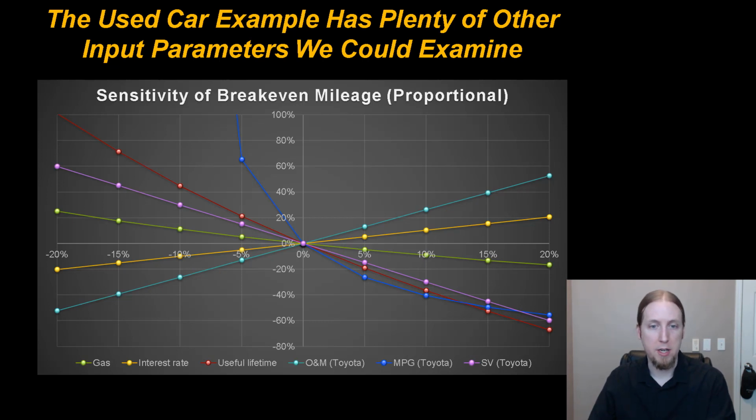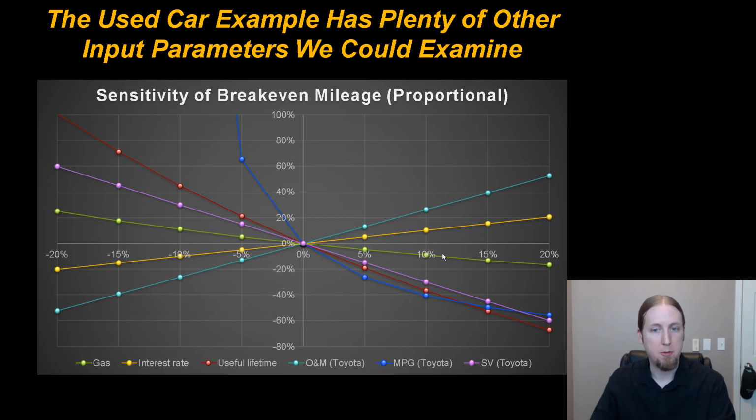What we can also see here is that some parameters are obviously more sensitive than others in our model. The O&M cost, because it has a steeper slope, means that the break-even mileage is more sensitive to that parameter than, for example, the price of gas, which has a smaller slope.